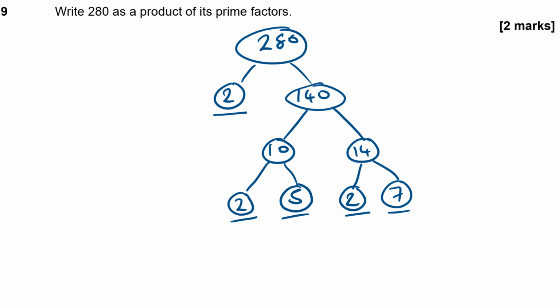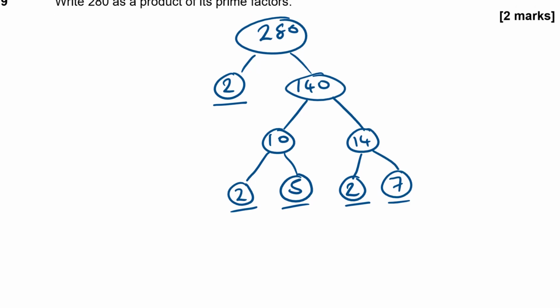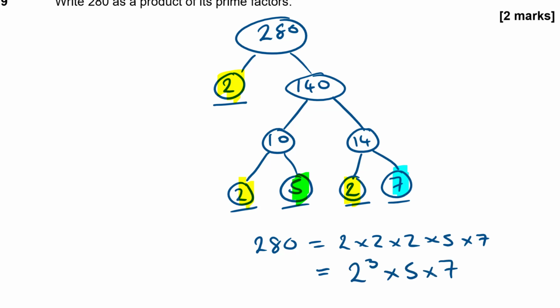Once you've completed all of them like that, then you can say that 280 is equal to a product of all those prime factors multiplied together. So I've got 1, 2, 3 2's. So 2 times 2 times 2. I've got a 5 times 5, and I've got a 7 times 7. Sometimes it asks you to write it as a product of prime factors in index form, in which case you'd have to go one step more and write that as 2 cubed times 5 times 7. Here it doesn't ask that, so either answer would be acceptable.